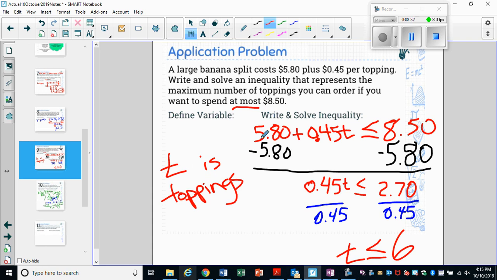So T is our toppings. Start with $5.80 plus 45 cents per topping. Step 1, we subtract $5.80 from both sides. And then we have 0.45 times T, less than or equal to $2.70. Divide both sides by 45 cents. The result, T is less than or equal to 6 toppings. So 6 toppings was the number of toppings we could spend at most.